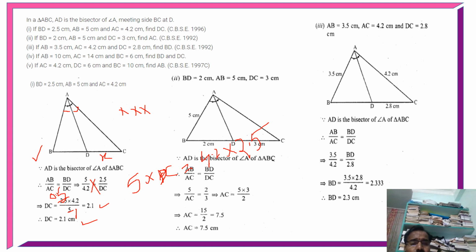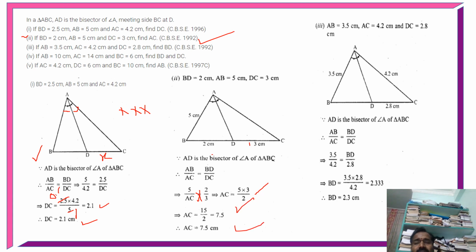Same application for the next problem also. These are all the same models. By the angle bisector theorem of a triangle, AD divides the ratio AB by AC equal to the third side BD by DC. In the second problem, BD, AB and DC are given, and we need to find AC. Substitute the known values and do cross multiplication. 5 into 3 equals AC into 2, so AC is 15 by 2, 7.5 centimeters.